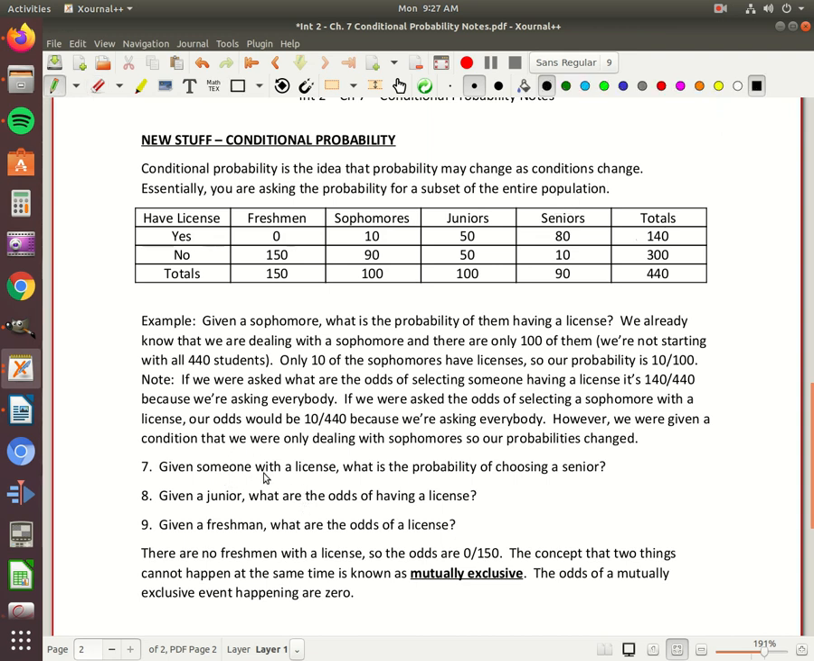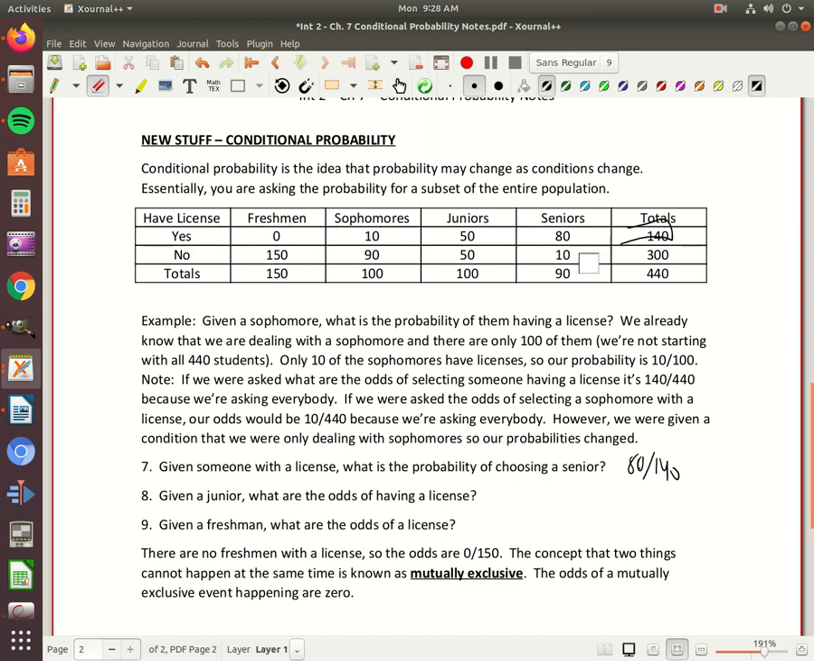All right, so given someone with a license, what's the probability of choosing a senior? So we know this person has a license. This is the only row that matters. Okay, this is the only row that matters. What's the probability of choosing a senior? It looks like it's 80 out of 140. This is our condition and our conditional probability that goes with it.